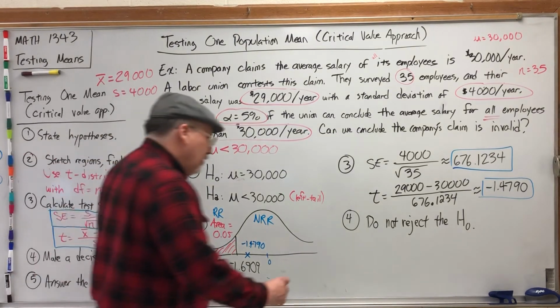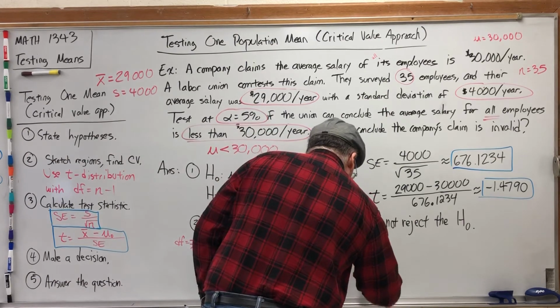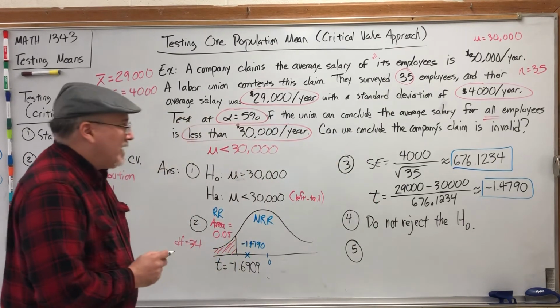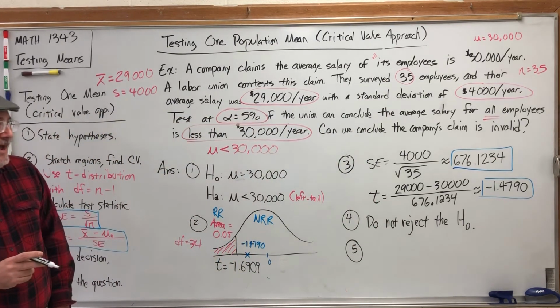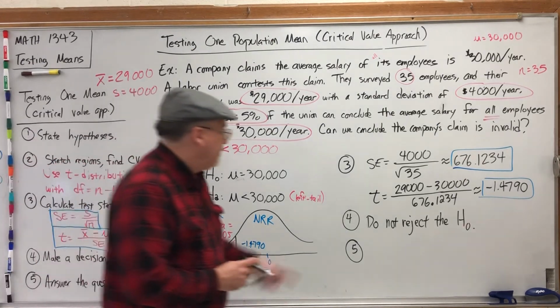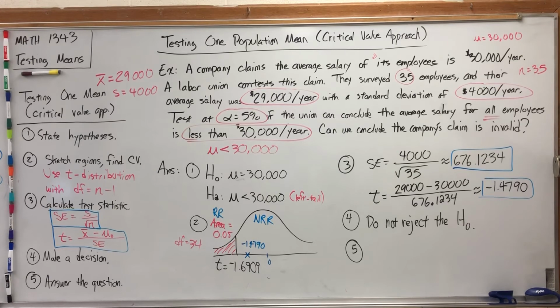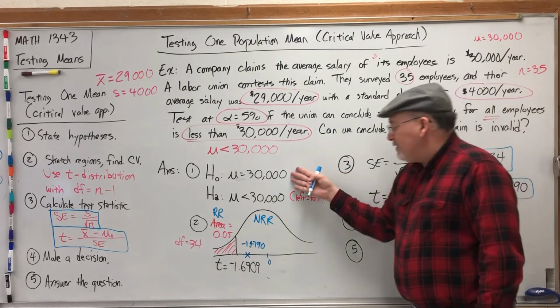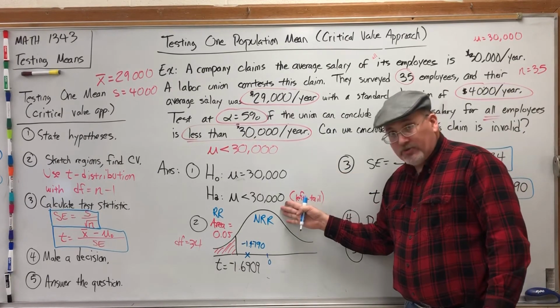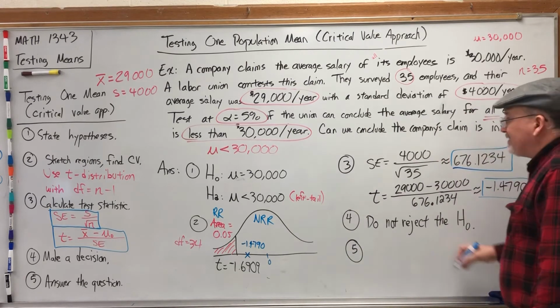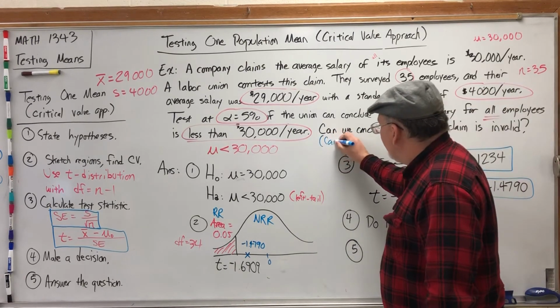All right, so we don't reject the null hypothesis, which means now we can answer the question. Remember, when you answer the question, you have to ask yourself which hypothesis they are asking that you can claim. Can we conclude the company's claim is invalid? Well, this is the company's claim. If it's invalid, we would have to conclude this one. So really what they're asking is, can we conclude the alternative hypothesis?